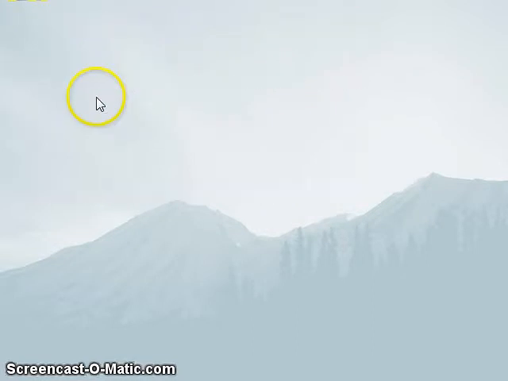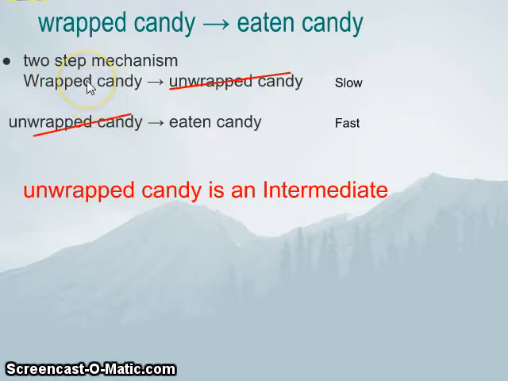So what if I were to double the rate at which I was unwrapping candy? So instead of me unwrapping candy, I had me and my friend unwrapping candy. What do you think would happen to the overall rate of reaction of the eating of the candy? Again, this is our overall reaction. If we doubled our concentration of unwrappers, this overall reaction would in fact double, which makes sense because this is the rate determining step. So however fast this is going dictates how fast this is going.